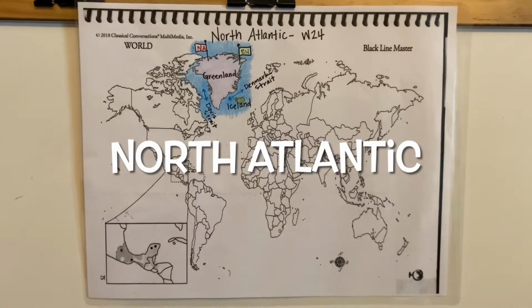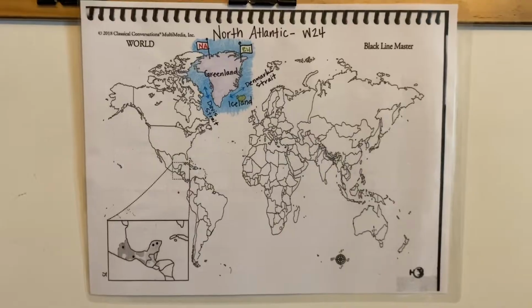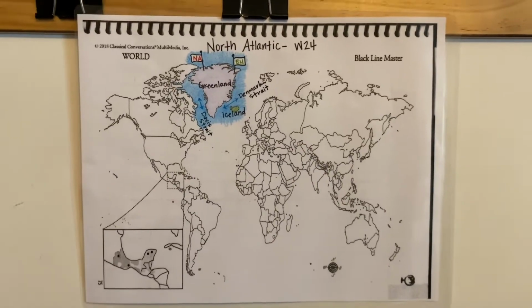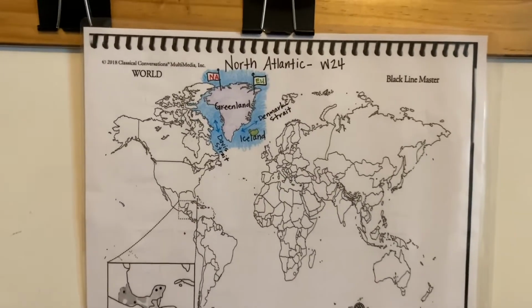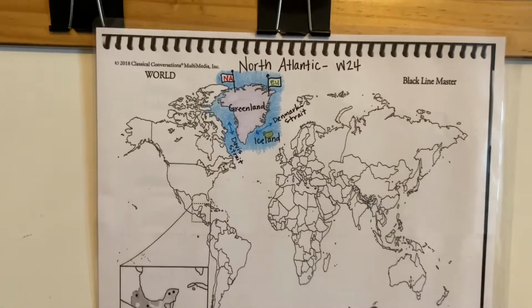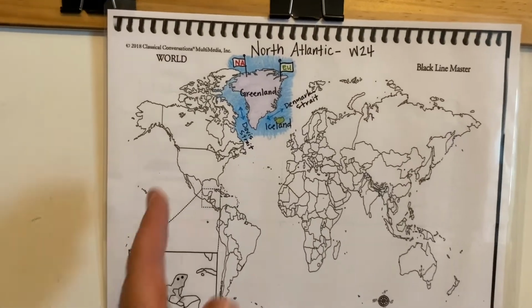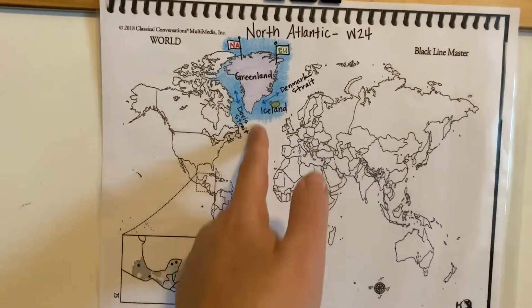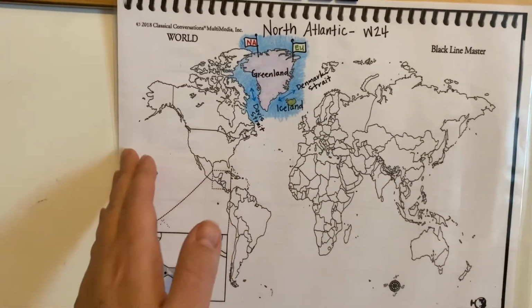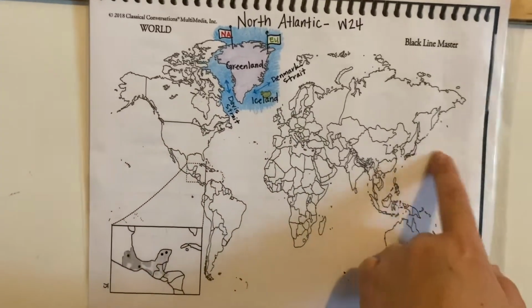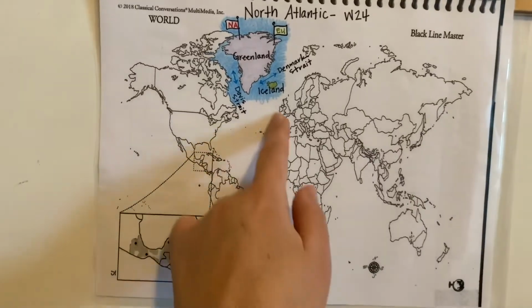This is Cycle 1, Week 24, Geography. Today we are talking about the North Atlantic. If you recall our oceans, this is the Atlantic Ocean on this side, and then over here is the Pacific Ocean. It wraps around here. This is the Atlantic Ocean.